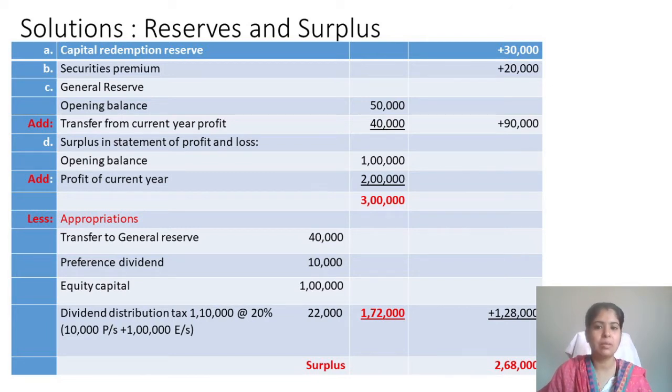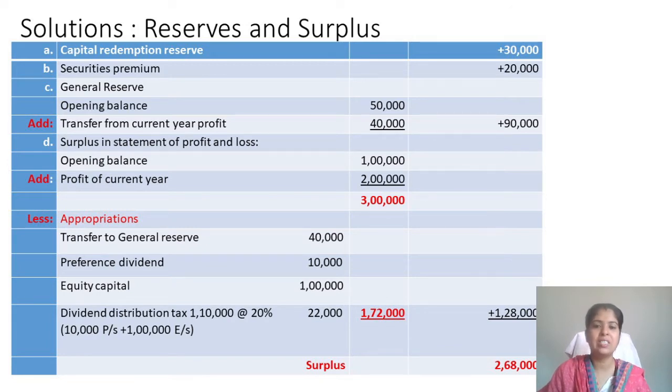Preference dividend: 10% preference share capital consists of 1 lakh, and on 1 lakh directly 10%, so 10,000 preference dividend. Equity share capital consists of 5 lakhs, and 20% of proposed dividend on it is 1 lakh. Next, dividend distribution tax on 1 lakh 10,000. How did we get 1 lakh 10,000? 10% preference dividend is equivalent to 10,000.